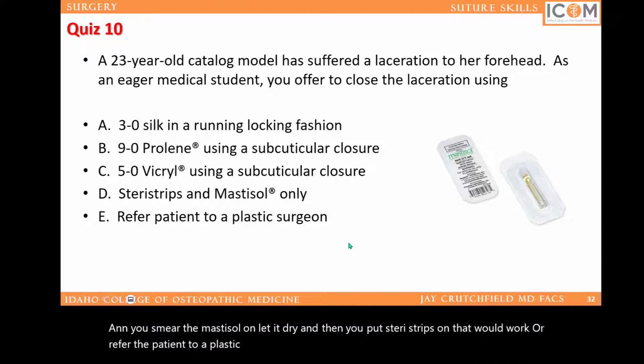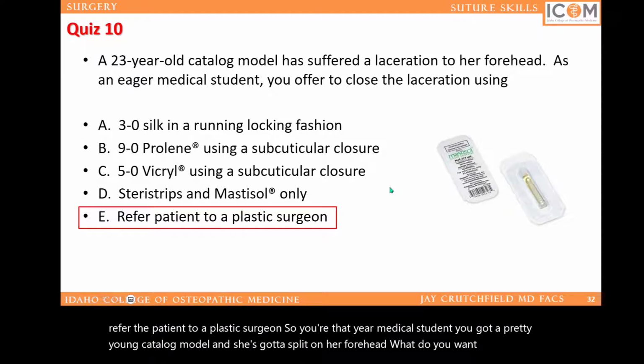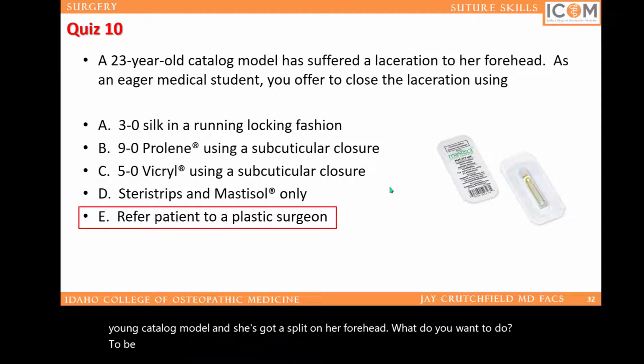So you're the eager medical student. You got a pretty young catalog model, and she's got a split on her forehead. What do you want to do? Be smart. Refer her to a plastic surgeon.